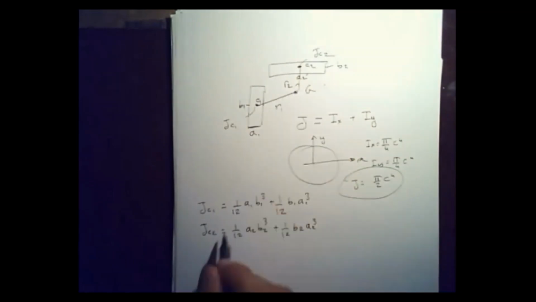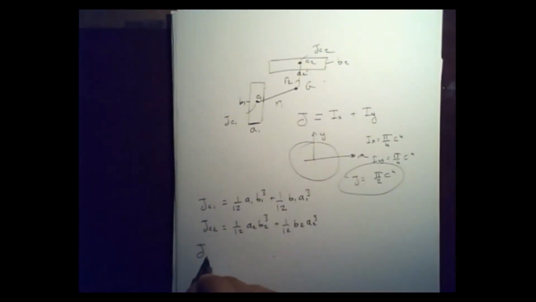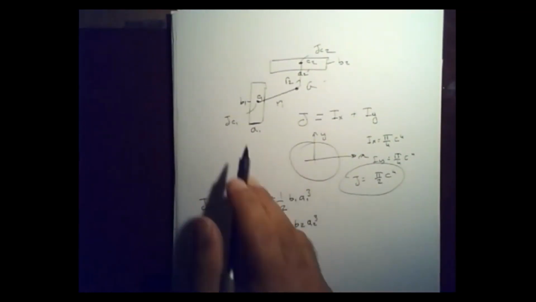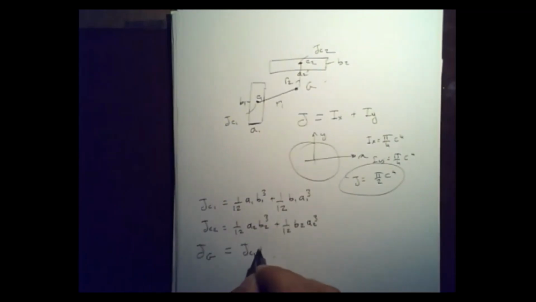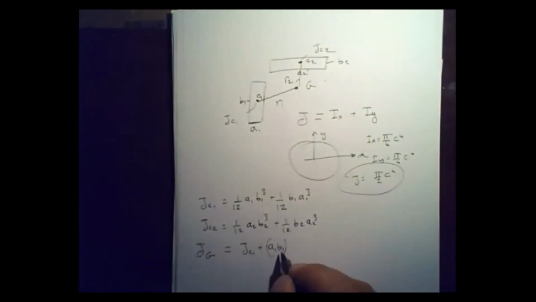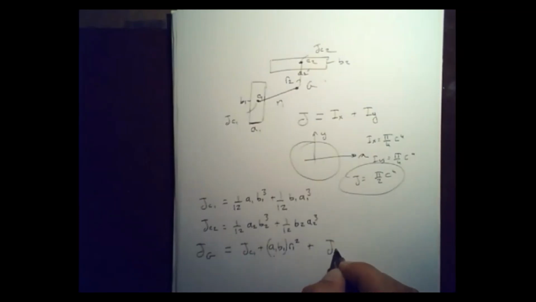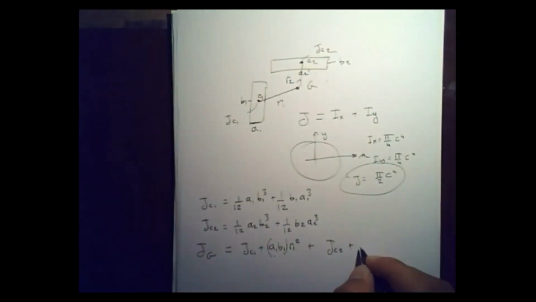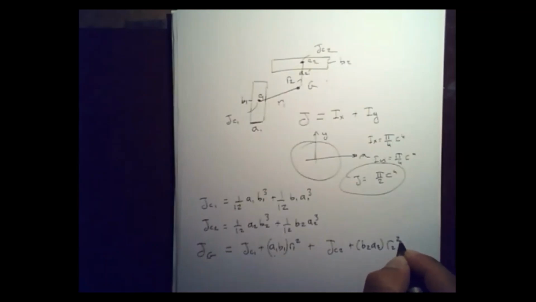You want to map it over here, so you're going to use the parallel axis theorem. J about G is going to be equal to mapping the first one, so JC1 plus the area of this one, which is A1 B1, multiplied by the length R1 squared. So this is your parallel axis theorem. Then plus JC2 plus the second area, using the parallel axis theorem, B2 times A2 multiplied by R2 squared.